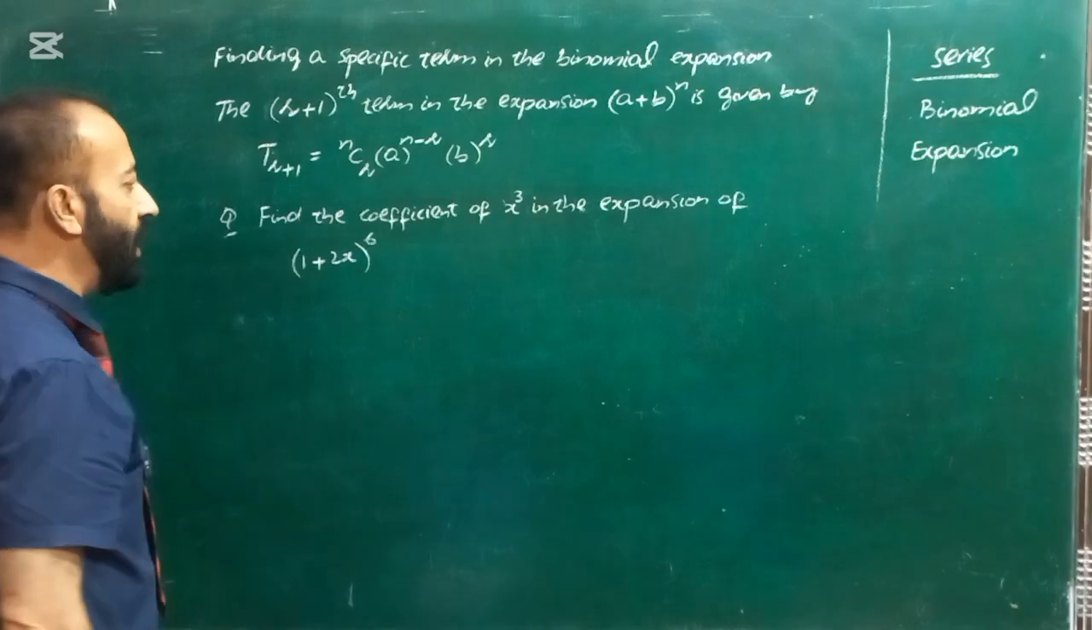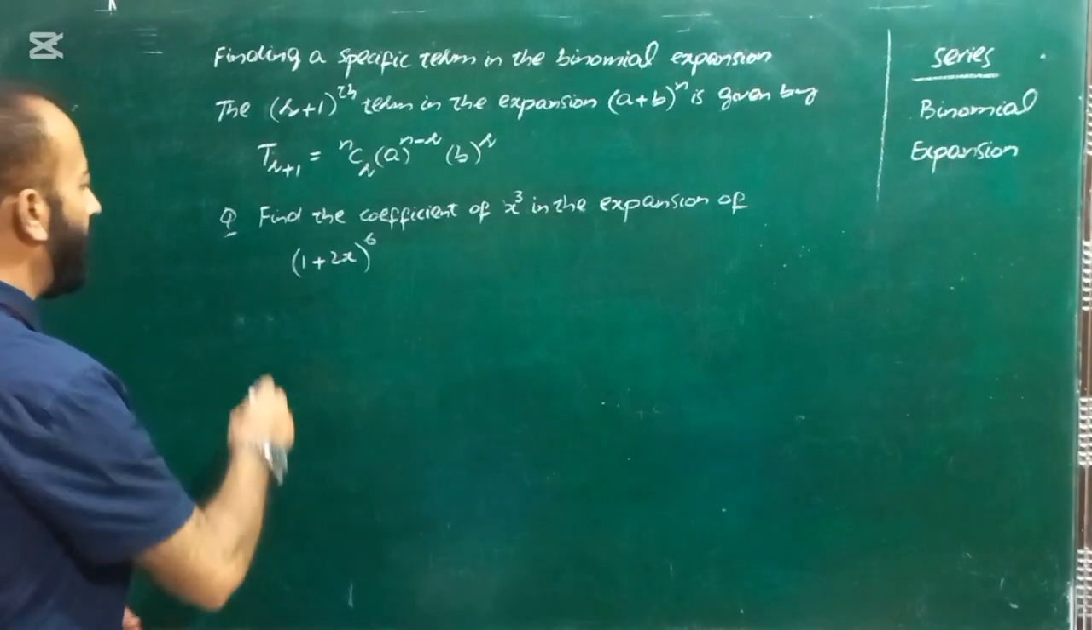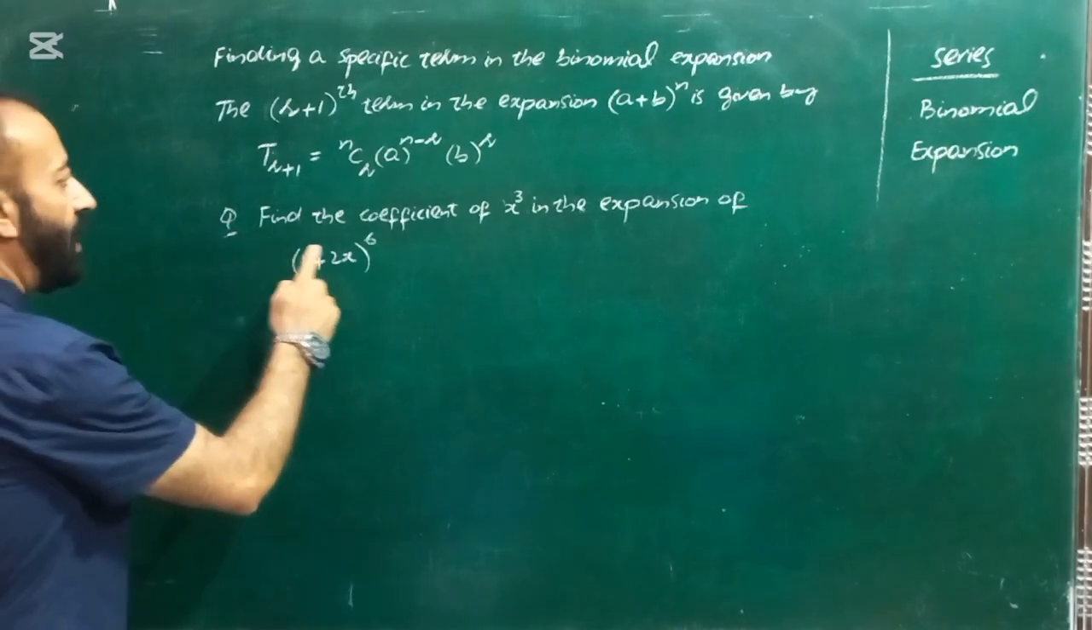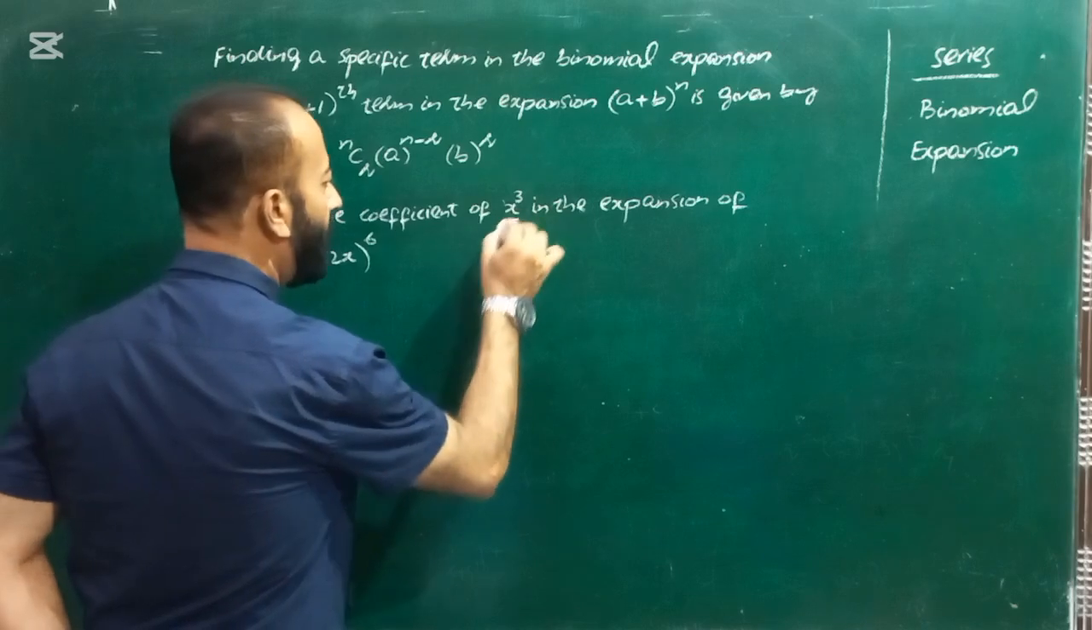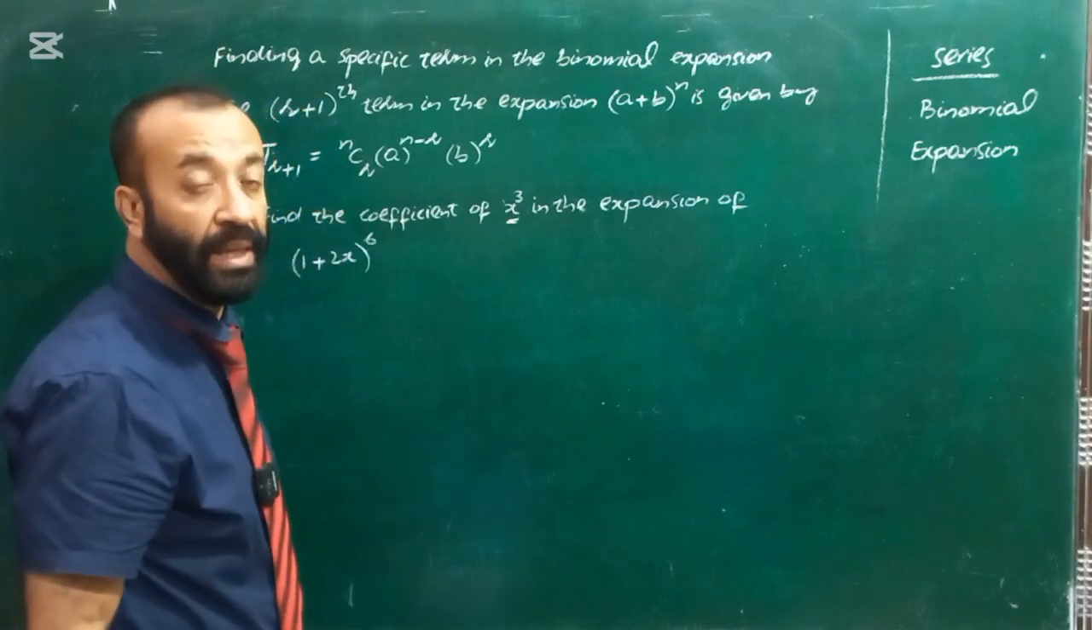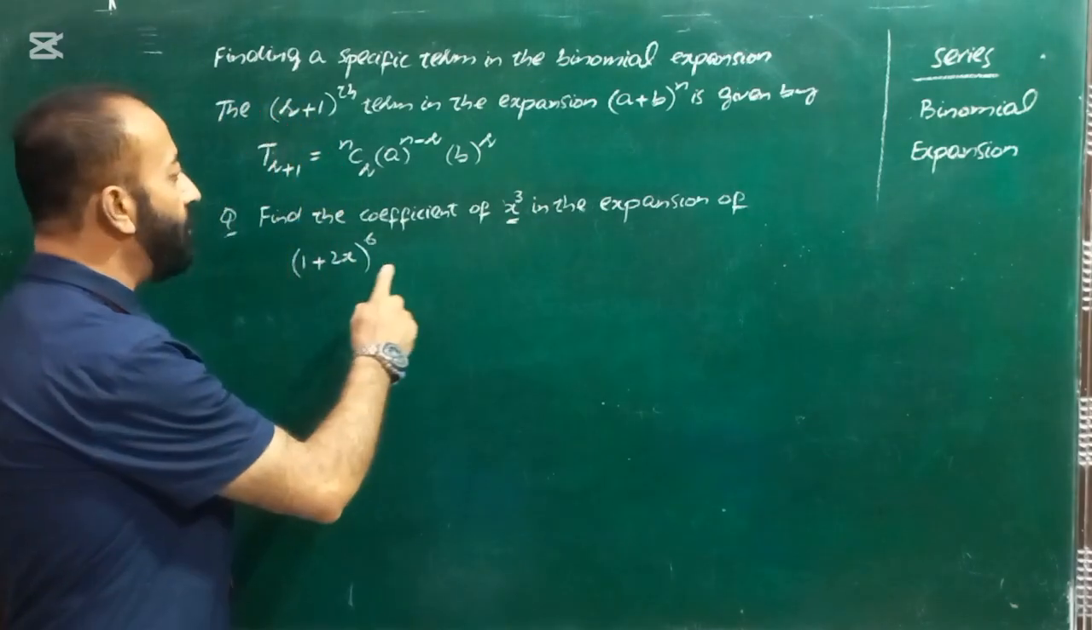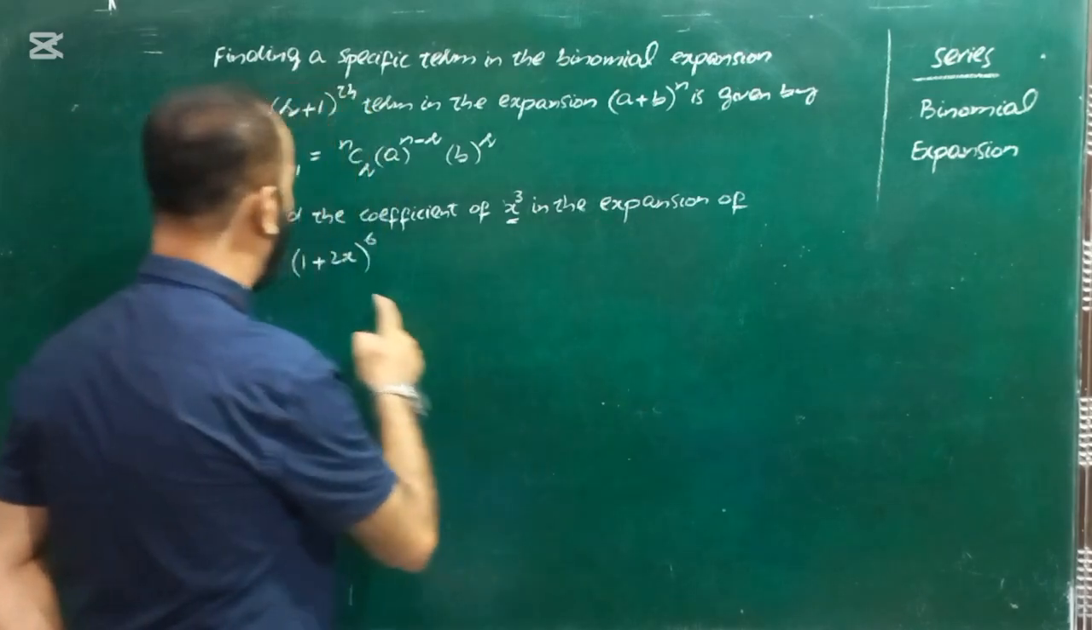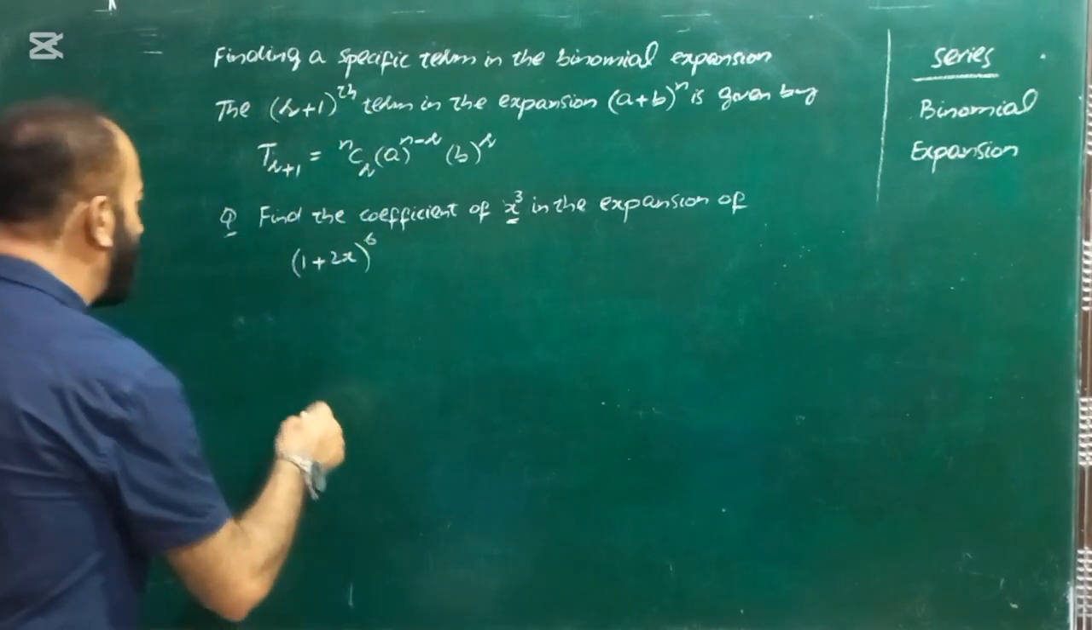Okay, here is a question that will make your concepts more clear now. So look now, the statement is: find the coefficient of x cube. So look now, a specific term's coefficient is the requirement. So find the coefficient of x cube in the expansion of (1+2x) raised to the power 6.